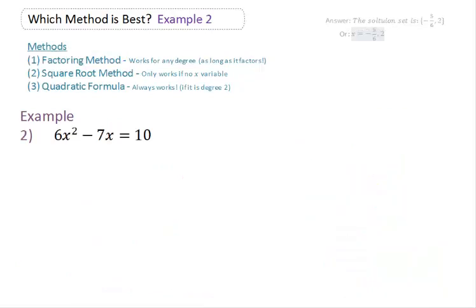Here I have 6x squared minus 7x is equal to 10. Again, I suggest that you pause the video right here, see if you can figure out which method works best for you, and see if you can come up with the correct answers using that method. And if you would like to check your answers, they are at the top right-hand corner of your screen.